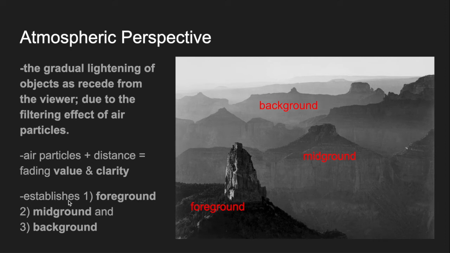Atmospheric perspective also establishes a foreground, a midground, and a background. This being the foreground, or what's closest to us. This being the midground. So it's in the middle. And this area being the background. We can tell also with the vertical placement and the overlapping that certain objects are in front of others. Thus, there are multiple factors in this photograph telling the viewer that there is a long distance of space between us and this background, or in this mountain in the back.